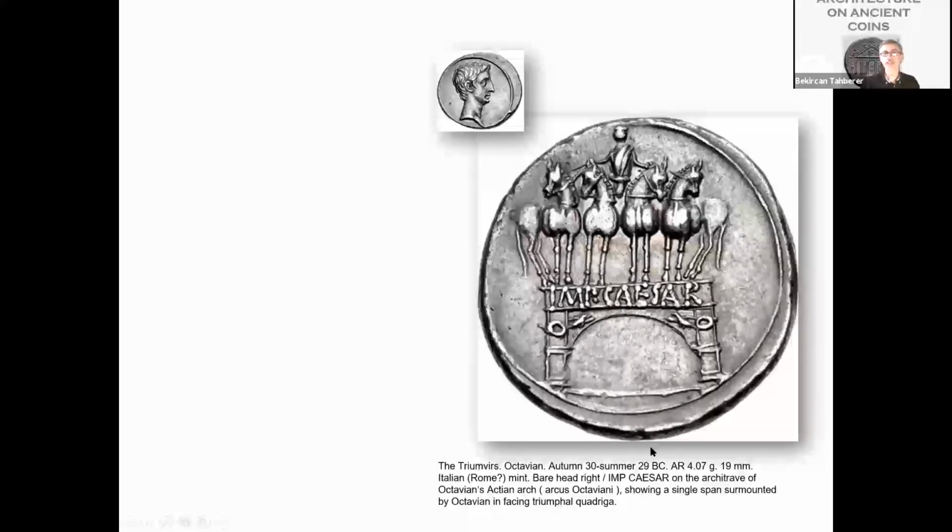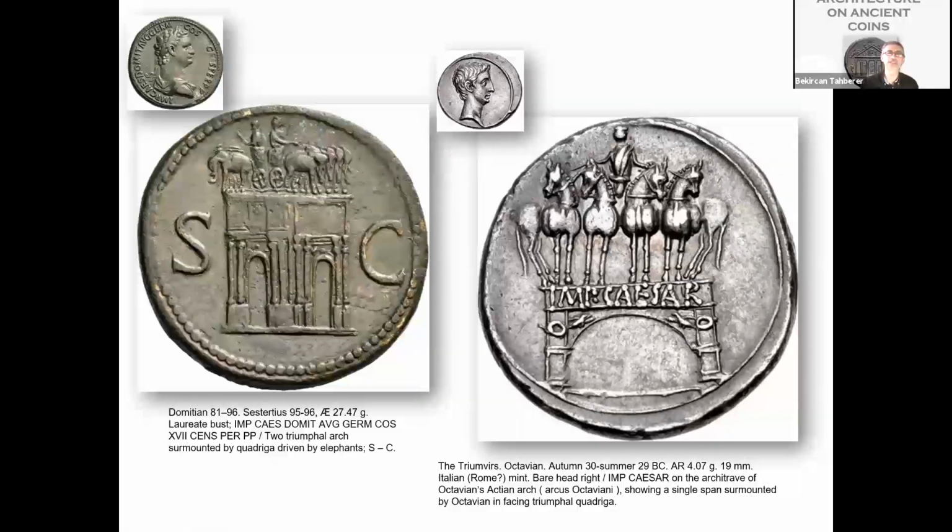But this idea didn't start with Nero, or didn't start with Septimius Severus. It was there during the time of Octavian. Here is a simpler one, yet symbolically, it is surmounted by a quadriga driven by Octavian himself. The idea here is that the triumvir, in this case, is the leading force at the Republic at that time.